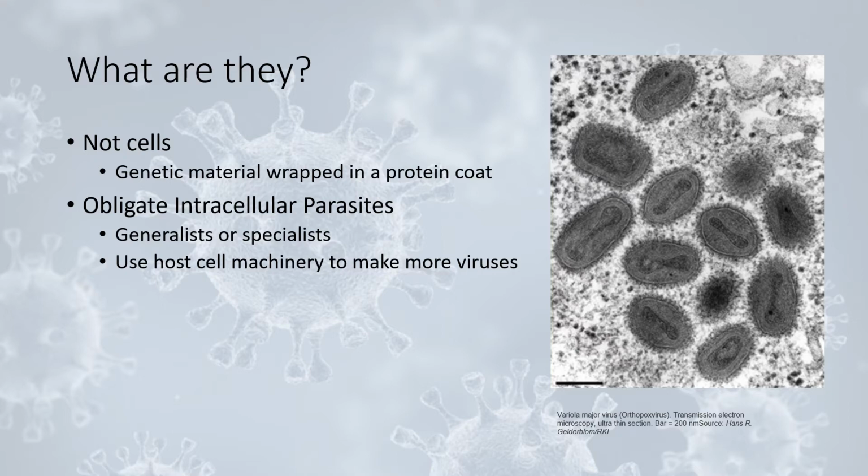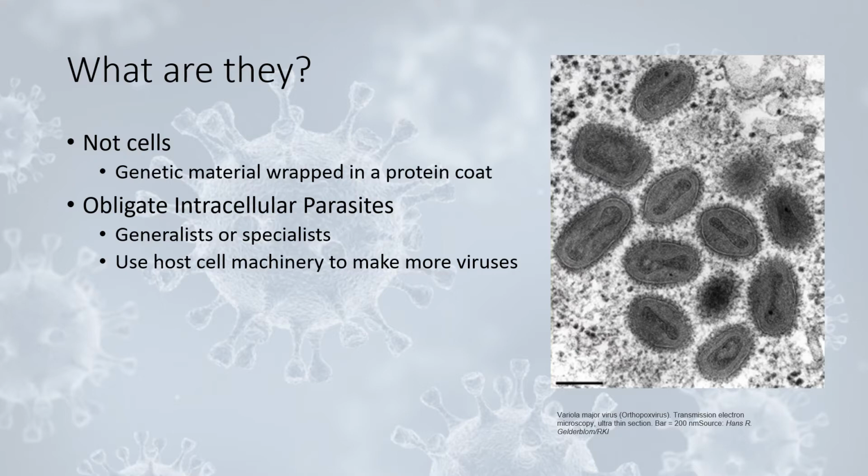Now, viruses can be generalists, meaning they can infect a wide range of organisms, a wide range of cell types, or they can be specialists, and they can only infect specific host species, even specific cell types. The HIV virus only infects certain cells of our immune system. That protein coat includes structures that are important for the virus to attach to the host cell and then get its genetic material inside the host cell.